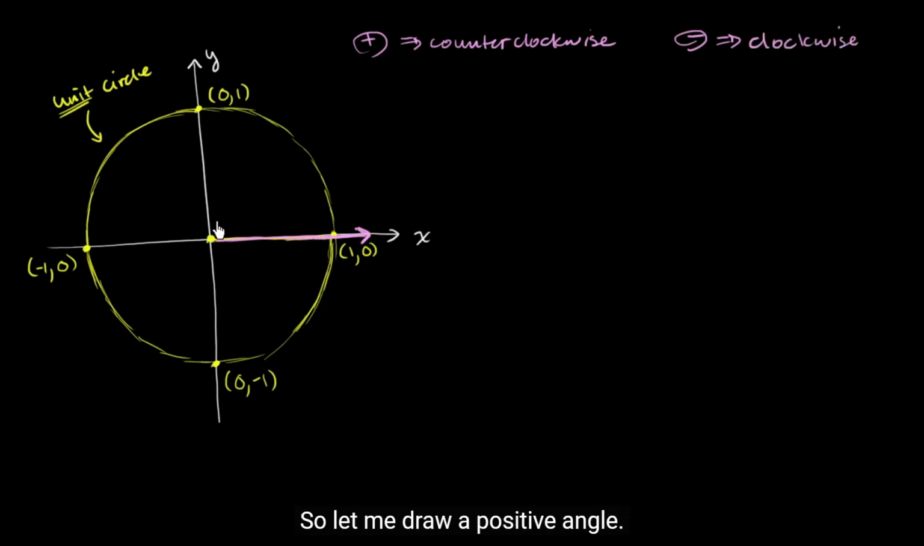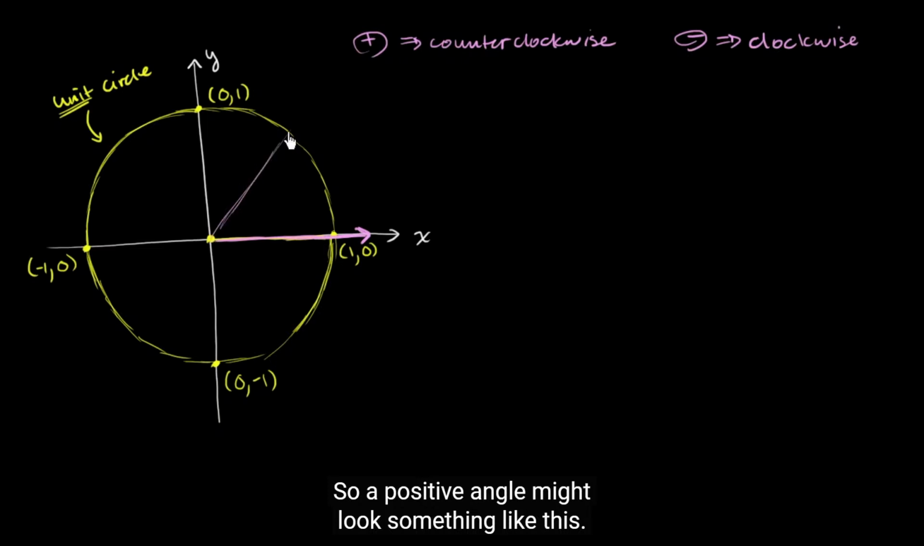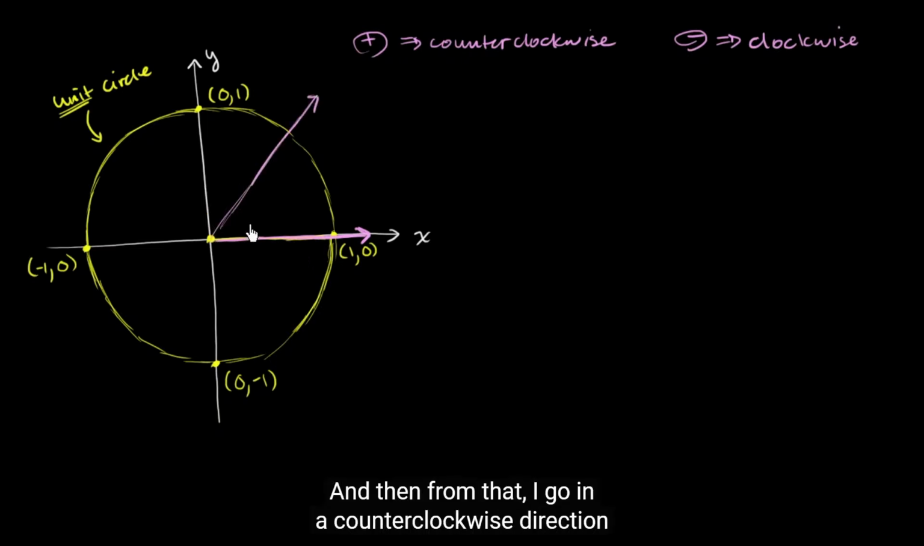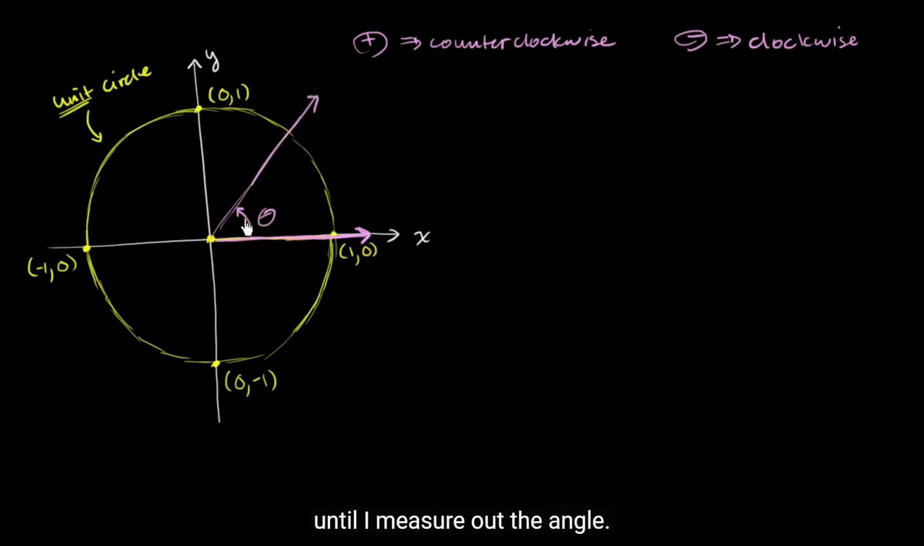So let me draw a positive angle. It might look something like this. This is the initial side, and then from that I go in a counterclockwise direction until I measure out the angle, and this is the terminal side. This is a positive angle theta.